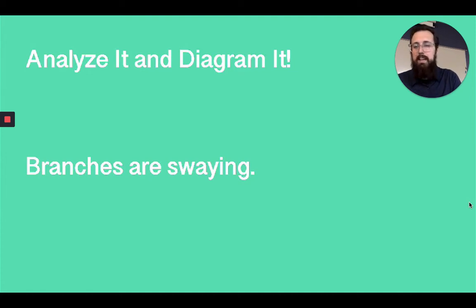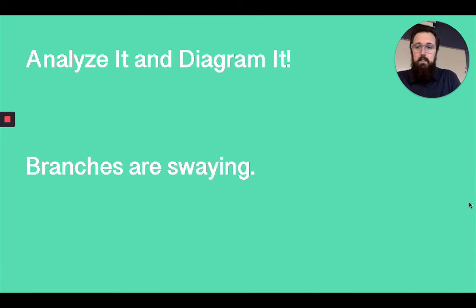Okay, let's analyze and diagram some sentences. Let's look at this sentence. Branches are swaying. First, I read it aloud. Branches are swaying. This is a sentence because it is a group of words that expresses a complete thought. It's a declarative sentence because it makes a statement.